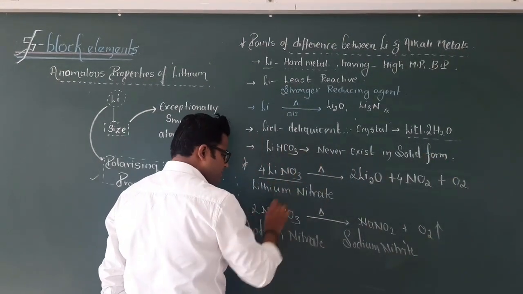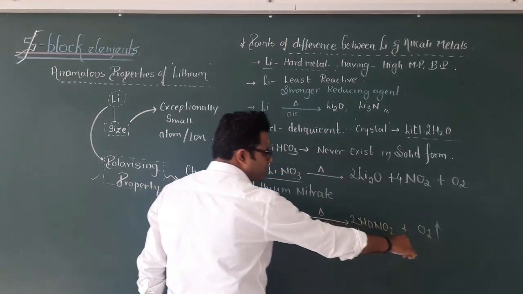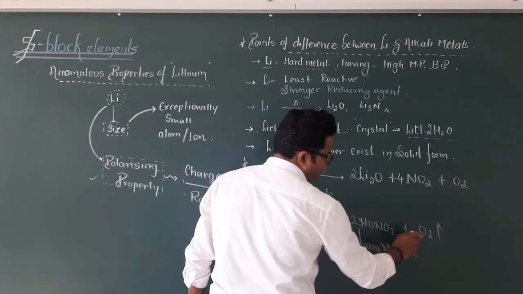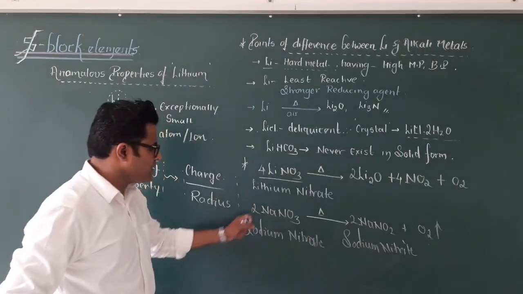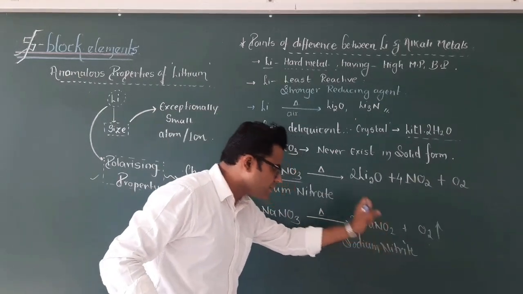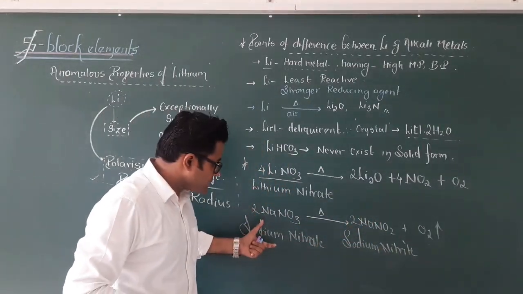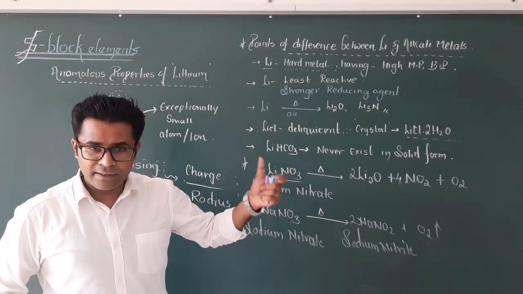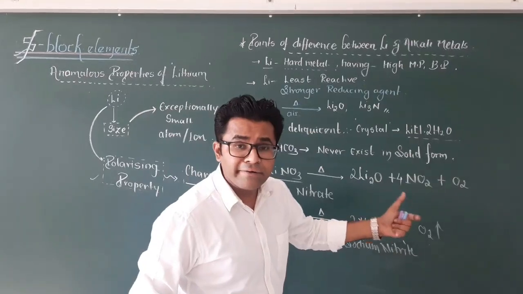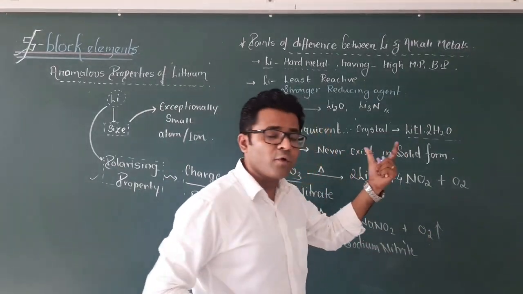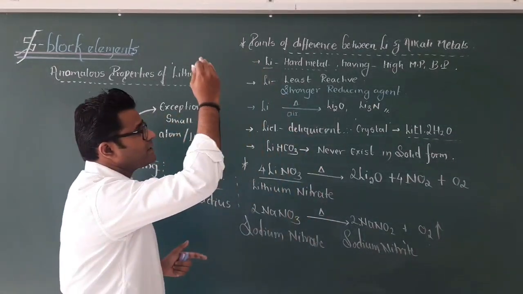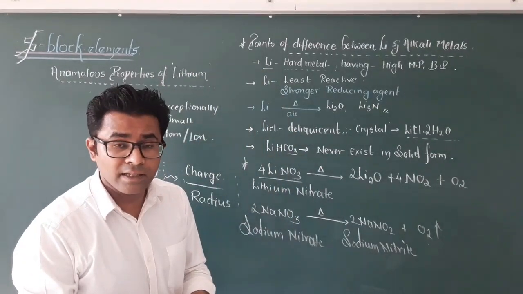In order to balance, let's take 2. So 2 into 3 is 6. 2 into 2, 4. 4 plus 2, 6 oxygens. 2 sodiums, 2 nitrogens. So here, the other alkali nitrates decompose in order to give nitrites, while lithium nitrate forms oxides. That is the prime difference between lithium and the other alkali metals.